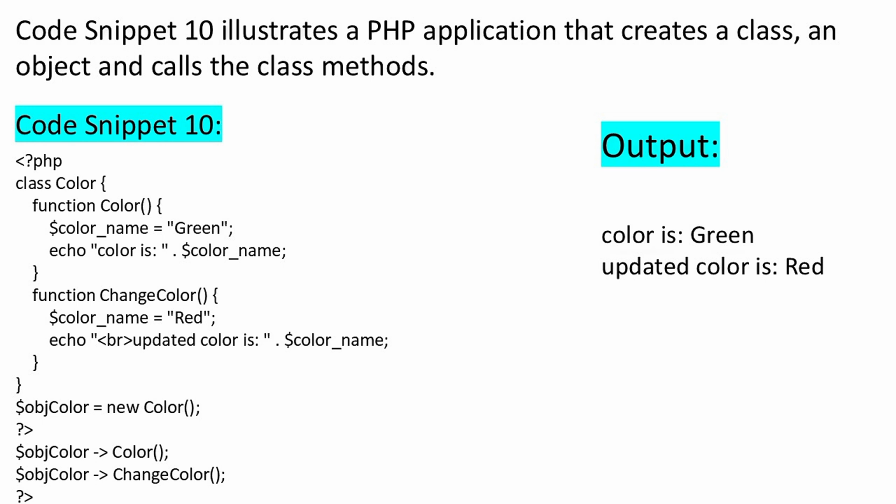This tells PHP to create a new instance of the Color class, and as soon as it is created, the constructor function automatically executes, showing the initial color. Then the code calls the methods explicitly.